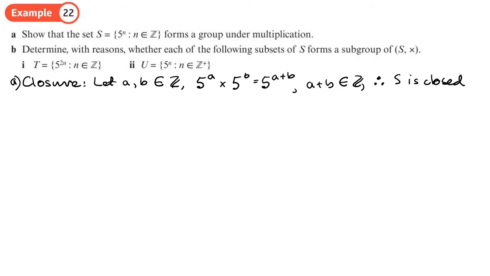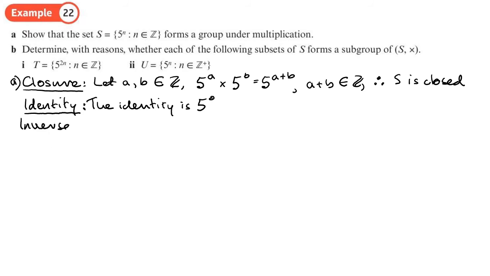Second thing we want to check for is the identity. Now with multiplication, the identity is going to be 1. How can we get 1? That's going to be by multiplying by 5 to the power 0. Okay, so the identity is 5 to the power 0. It's like multiplying by 1.